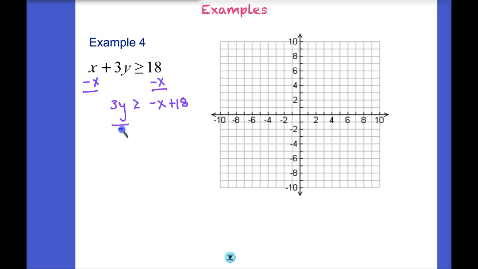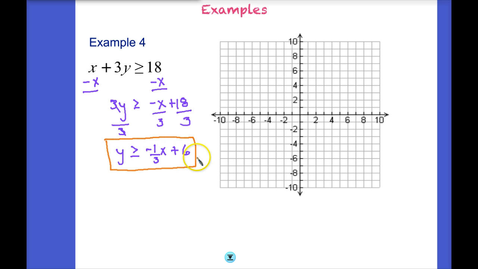Okay, and then I just need to divide all terms by 3. 3 divided by 3 is just 1y, and y is going to be greater than or equal to. Now this says negative 1x over 3, so this is negative 1/3 x, same thing, plus 6. And this will be your first practice problem that you will have. So what we have here is y is greater than or equal to negative 1/3 x plus 6. So let's go to our account and try to graph it.